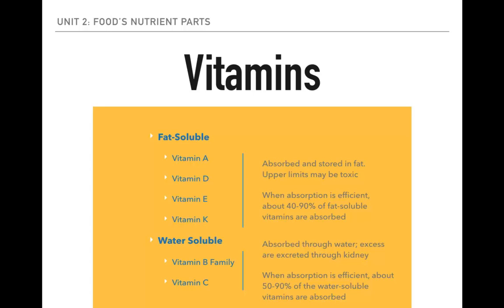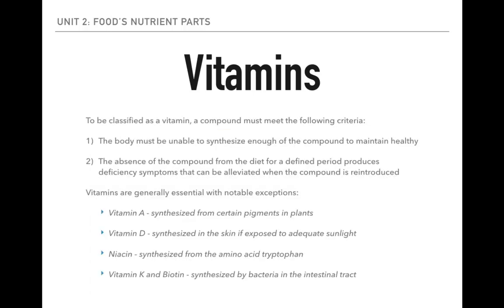Also, take a look at the rates of absorption. About 40 to 90% of fat-soluble vitamins are absorbed, about 50 to 90% of water-soluble vitamins. That's a big range there, and many factors play a role into the rates of absorption. And one is food pairing. If you want to maximize the absorption of a fat-soluble vitamin, say K, in a salad, you'll need to take in fat along with it. So include an avocado, olives, or oil-based dressing on your salad in order to maximize that fat-soluble vitamin absorption.